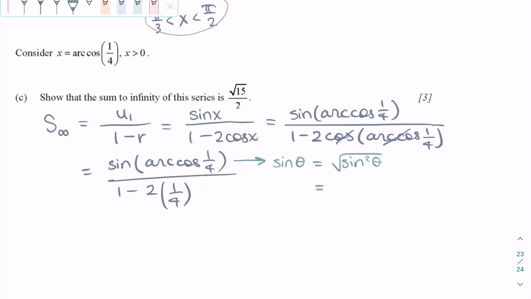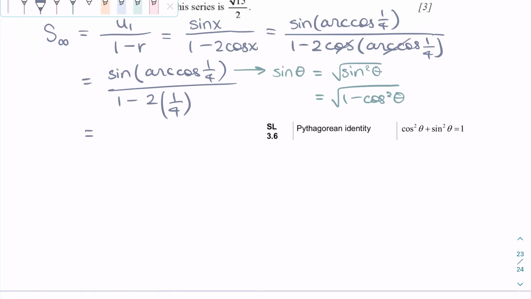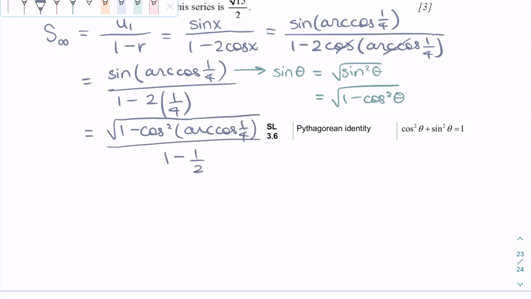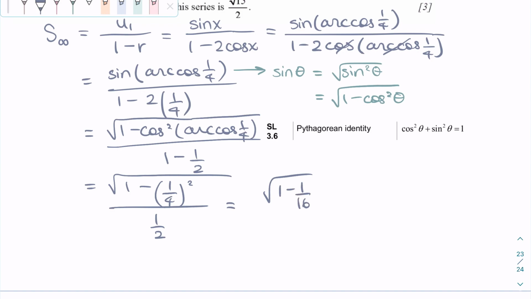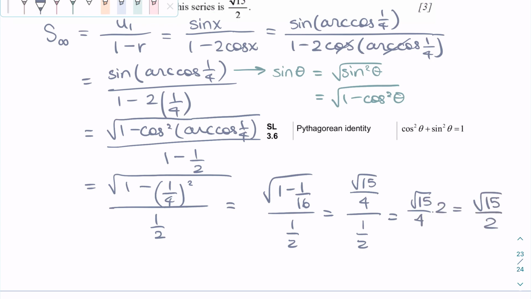This is useful to us because we can now use the Pythagorean identity from the formula booklet to rewrite it in terms of cosine. So this is equivalent to square root of 1 minus cosine squared. We substitute arc cosine 1/4 for theta. The cosine and arc cosine cancel each other out. Just don't forget to square the 1/4. And we get square root of 15 over 2 as our final answer, which was what we were meant to prove.